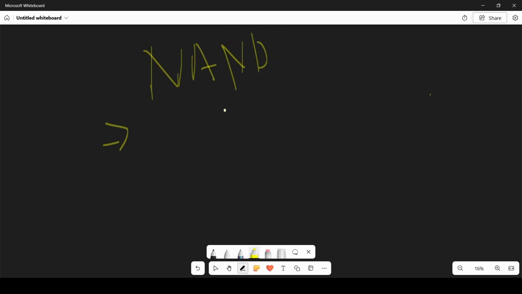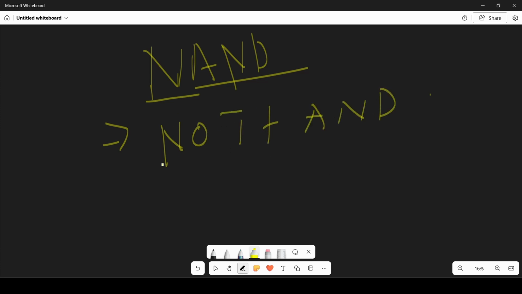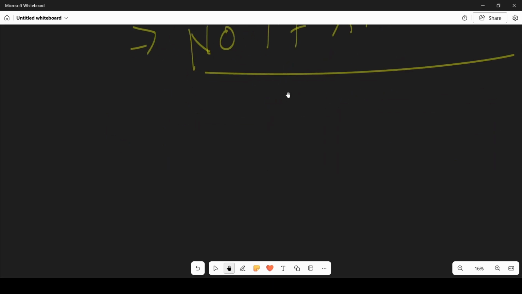Now let's move on to our other favorite, NAND. Just like the NOT gate, the NAND gate is the opposite of what the name says. It is NOT plus AND gate. So NOT plus AND is NAND gate. Let's see, just like how we did it with the OR gate, the truth table of the AND gate again.